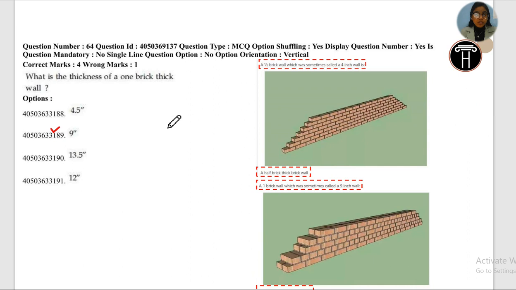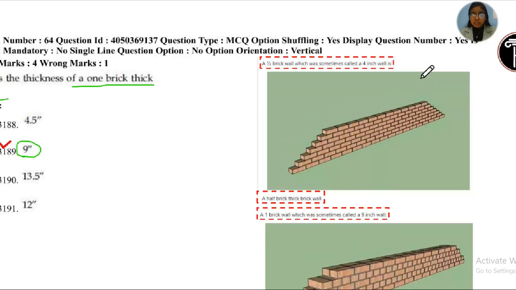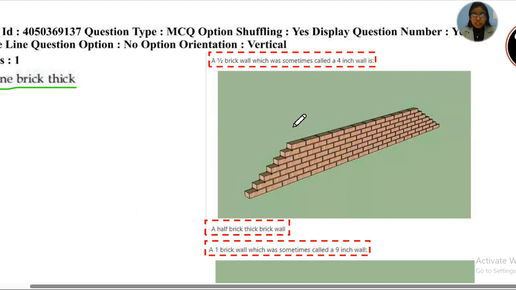Next question is, what is the thickness of a 1 brick thick wall? The question is asking about a 1 brick thick wall. So a 1 brick thick wall has a thickness of 9 inches. Pay attention over here. A 1 brick wall is 9 inches, and a half brick wall is a 4 inch wall. Okay.